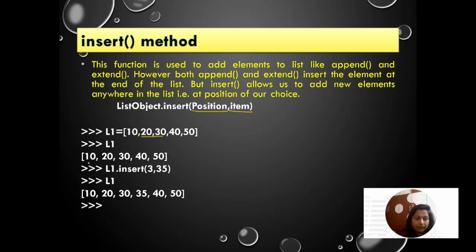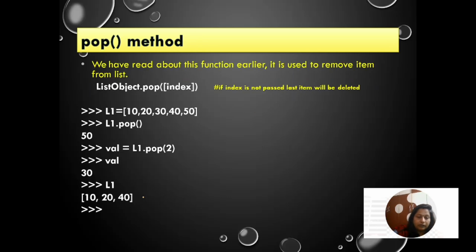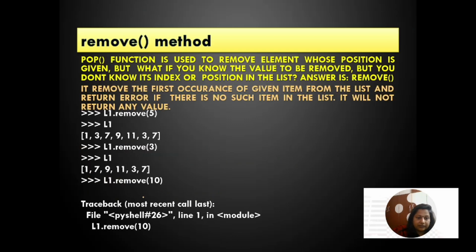You can see here, L1, I am creating the list. After that, L1 dot insert of 3. In the third position I am going to insert the 35 value. So you can see here, third position, 0, 1, 2, third position, I inserted the value of 35. Next, the pop method we had discussed already.